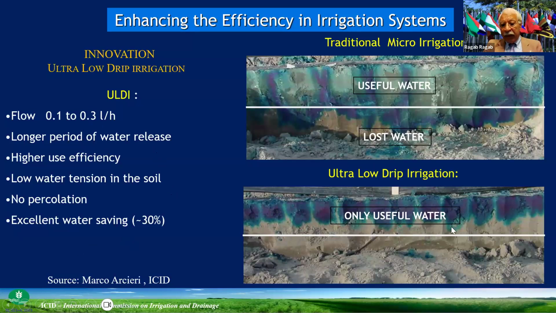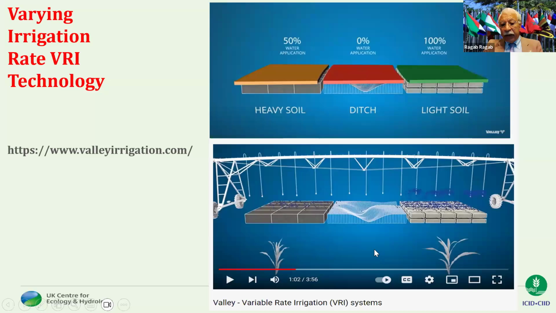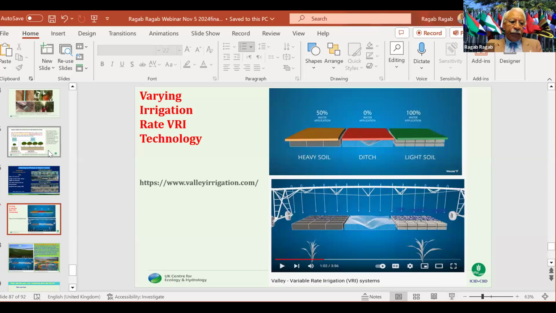And here what you see is the application of ULDI, where the water is kept within the root zone and no losses below the root zone.